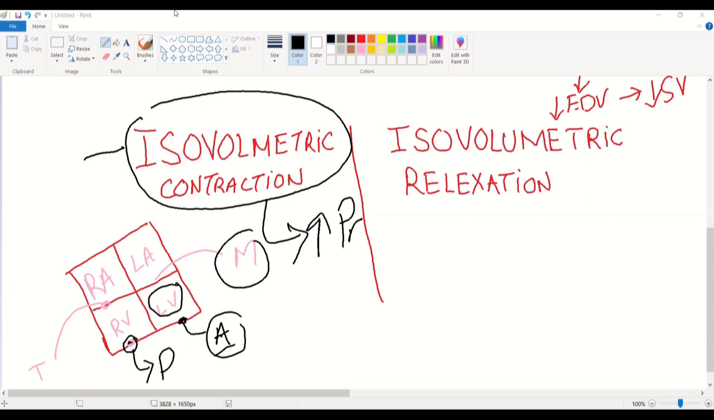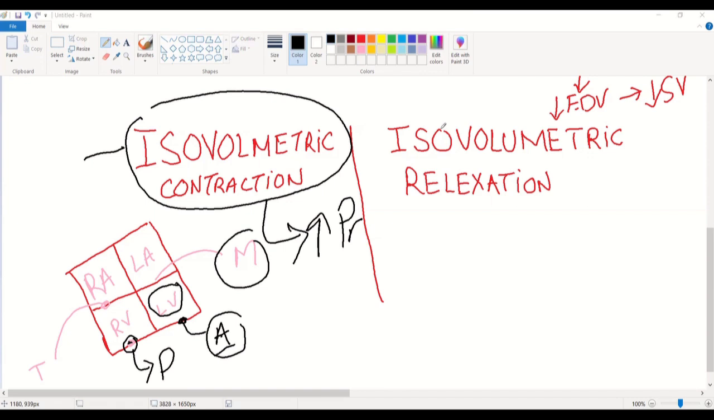And S1 sound is produced by the closure of which valve? Mitral valve. And the other valve? Mitral and tricuspid. Okay. Which valve closes first, mitral or tricuspid? I think mitral. Yes, the mitral valve closes before the tricuspid valve.